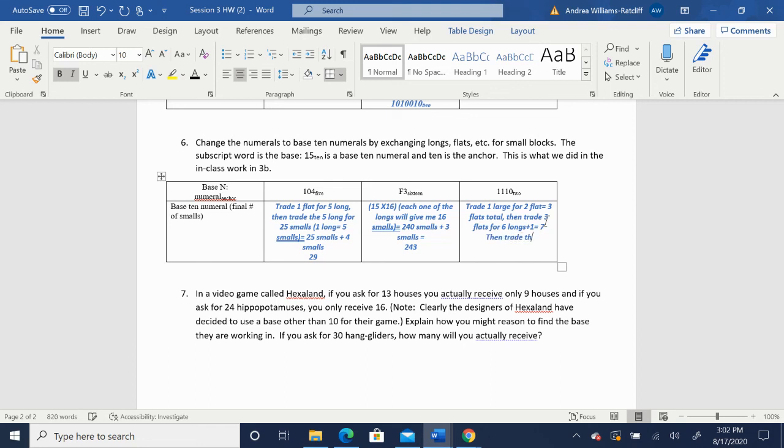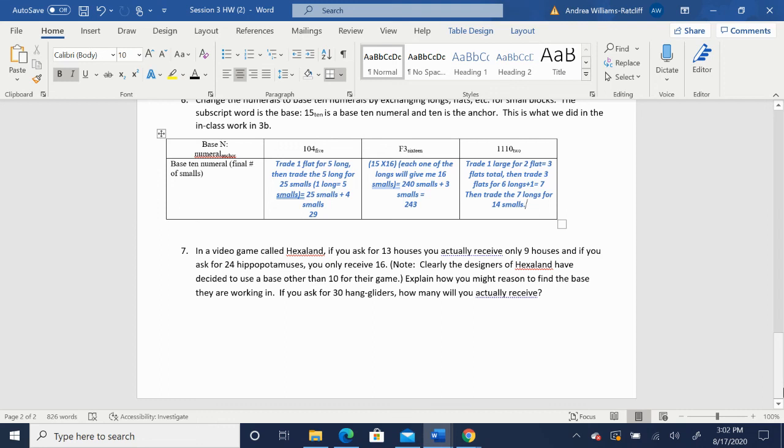Then trade the 7 longs for 14 smalls, 2 for each one of them. So total worth of 14. 0 ones, 1 two, 1 four, 1 eight, it's my 2 cubed. So 8 plus 4 is 12, plus 2 would be 14 altogether.